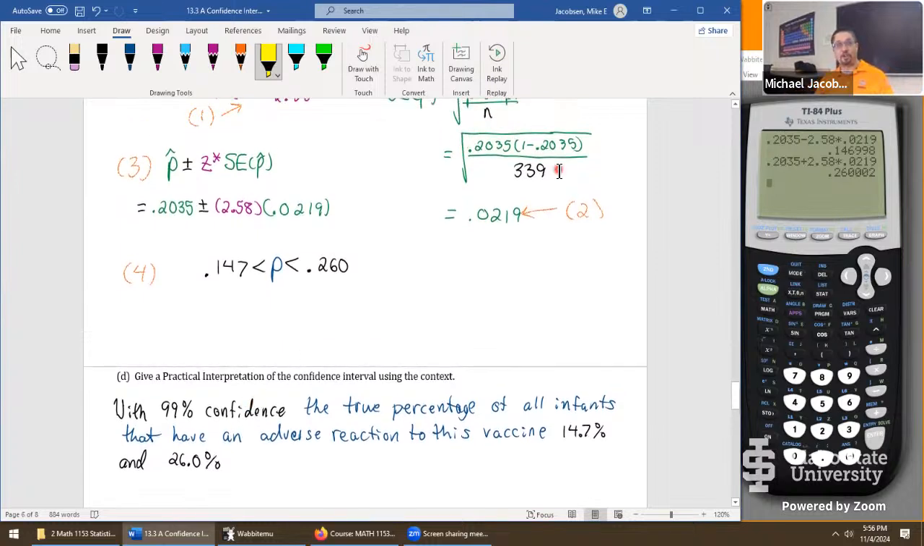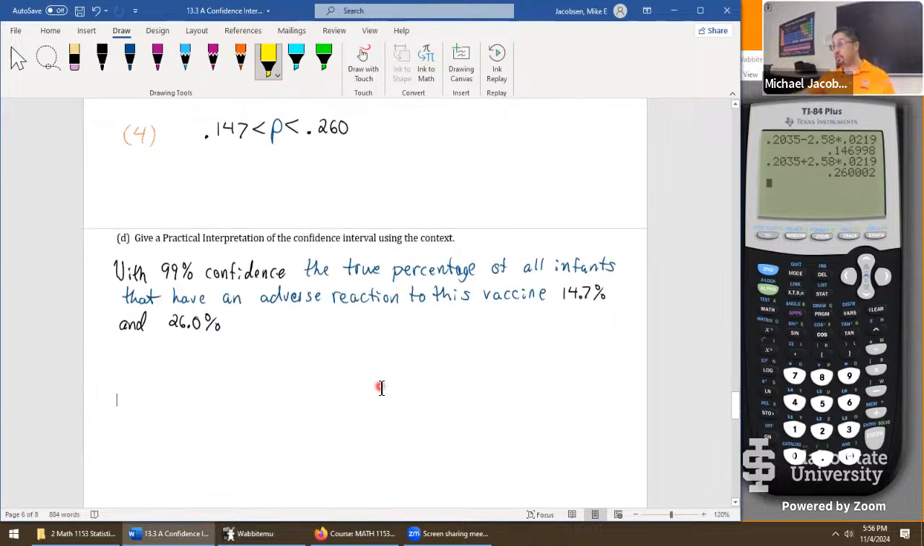But that's one thing that's also kind of interesting about making this estimate. The sample size was large too, 339 infants, very large sample, and yet there's a really big range in making that estimate. And that's pretty typical, but that's where the follow-up questions are going to start coming into play.